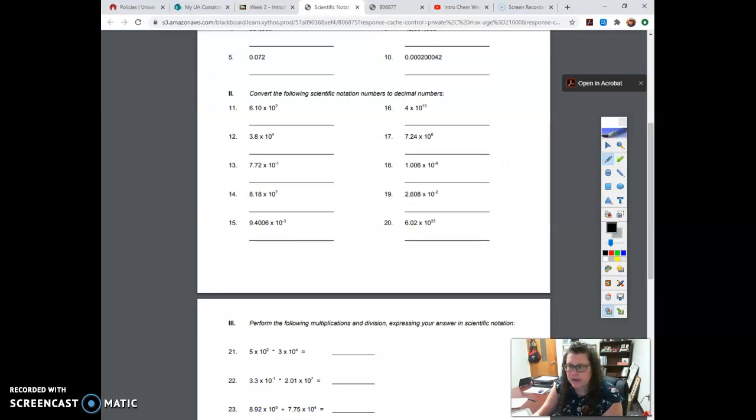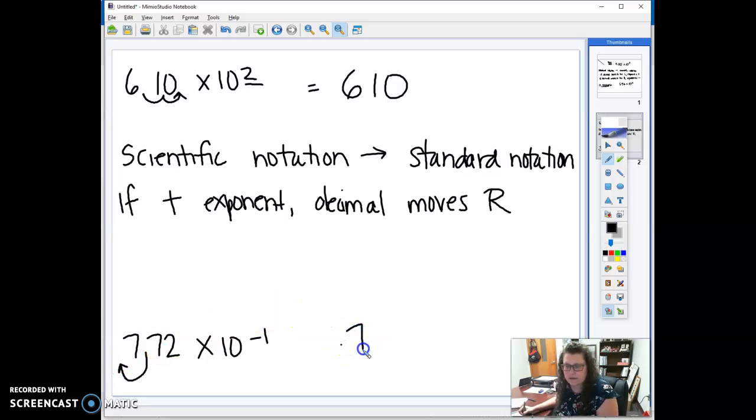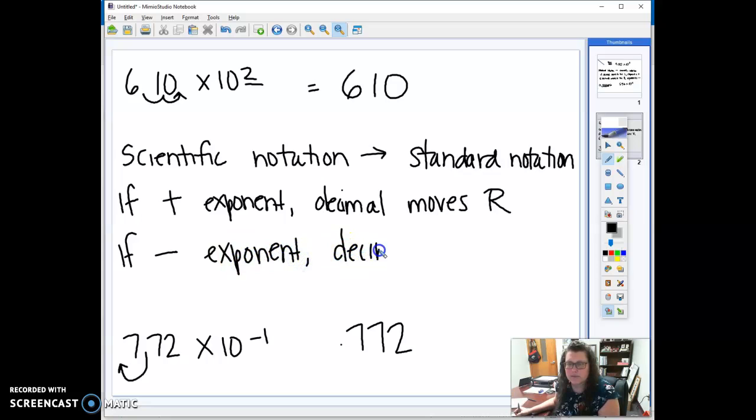Let's look at an example of a negative exponent. Let's look at 7.72 times 10 to the negative 1. In this example, I'm going to move my decimal to the left. And my answer will be 0.772. So if I have a negative exponent, then my decimal moves left. Okay, so if I have a negative exponent, my decimal has to move left.